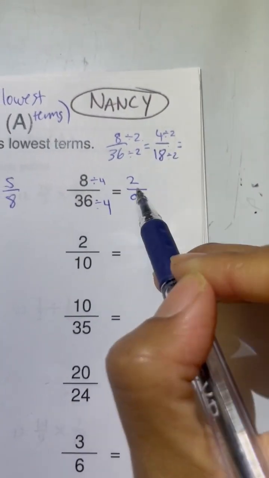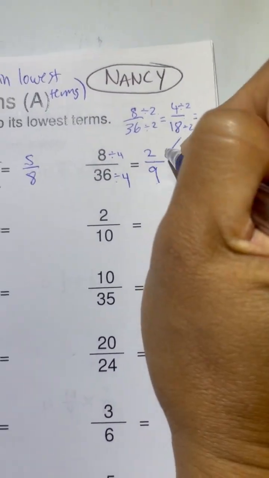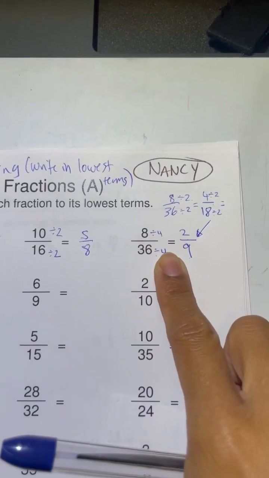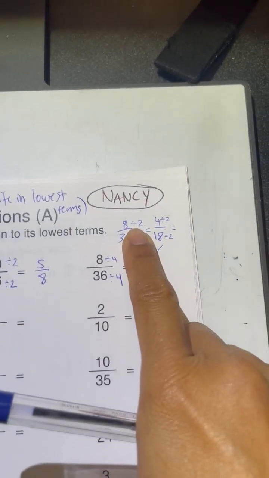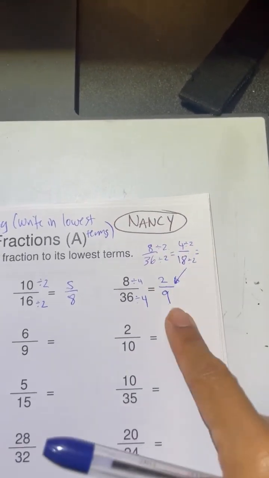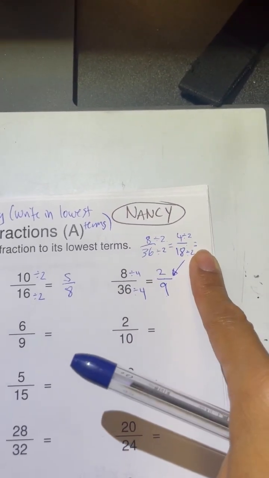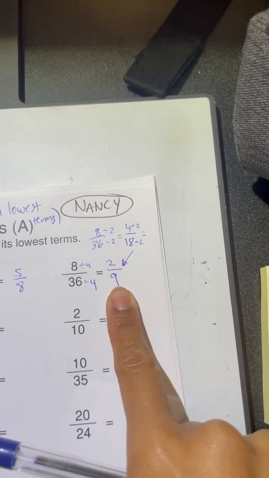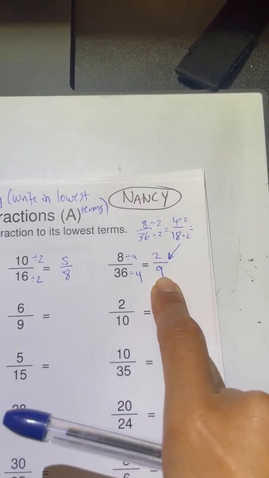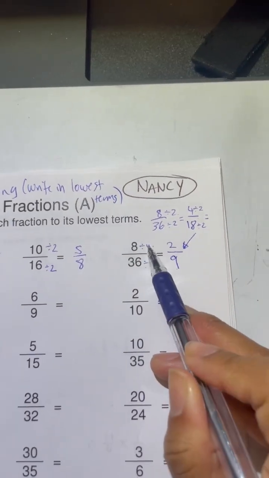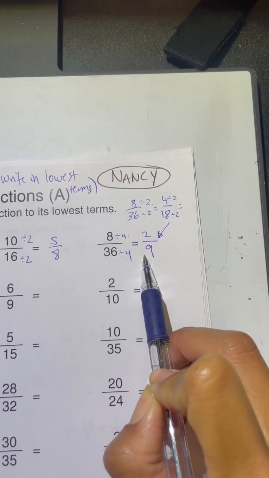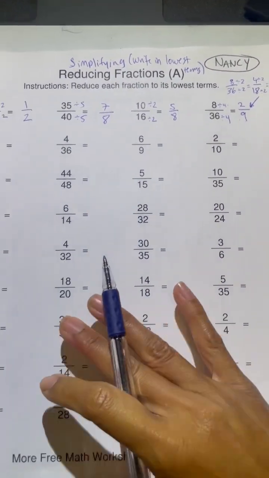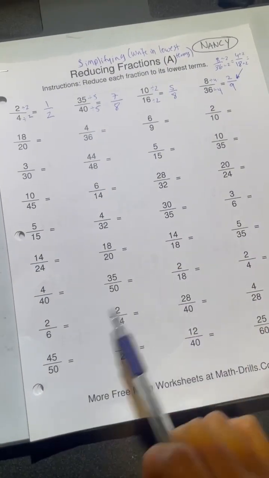So if I divide this by 2, what do I get? I get 2/9. So it's okay to not divide it by the biggest number possible, because if you divide it by smaller numbers, that's okay. You'll eventually get to the same thing. You just have to do it twice or 3 times, or a few more times before you get to the ultimate answer. But if you divide it by the biggest number possible, then it's just a one-step process. So I'm going to give you guys a chance right now just to do as many as you can.